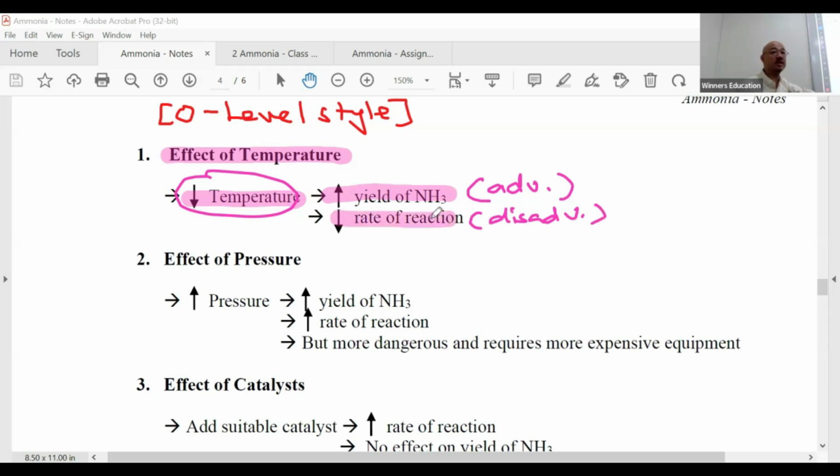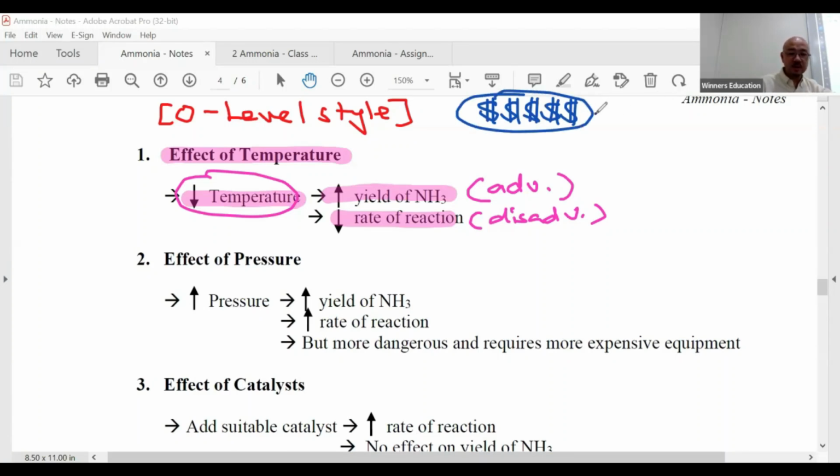Where are we? This one you know how to explain. Rate of reaction: when temperature is decreased, kinetic energy is lower, and so on. The rate decreases. All right? So you cannot keep decreasing the temperature. Now, there are three things I want to share. Remember, it's all about money. So you need to think like a businessman.